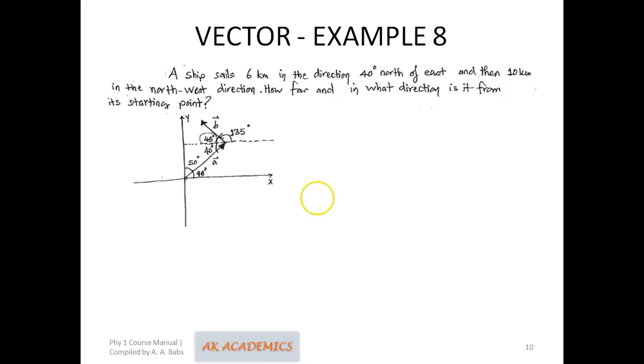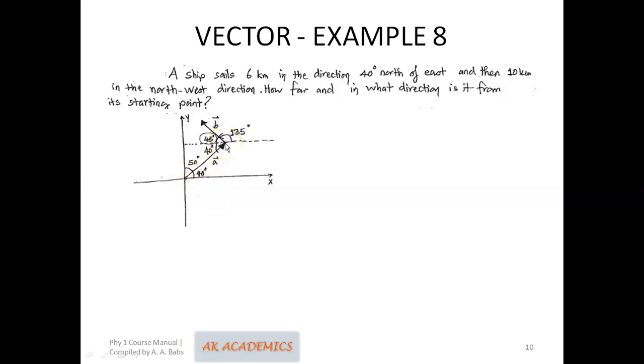So let's see. For this question, we have the XY plane here. As you can see, we have our Y-axis, which is the vertical axis, and the X-axis, which is the horizontal axis. If a ship is starting from the initial point, the point of origin, we represent the starting point as this point. So a ship sails 6 kilometers in 40 degrees north of east. In this particular case, the ship moves 40 degrees north of east.